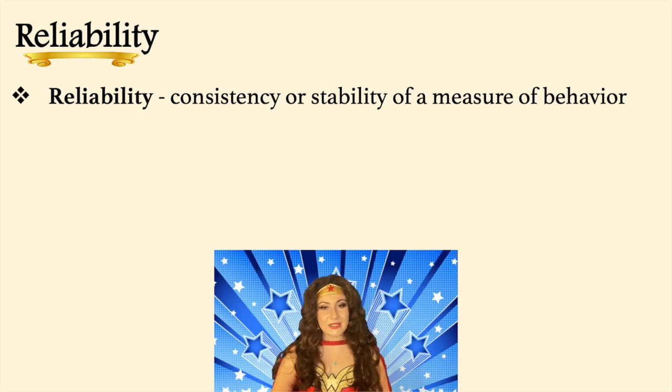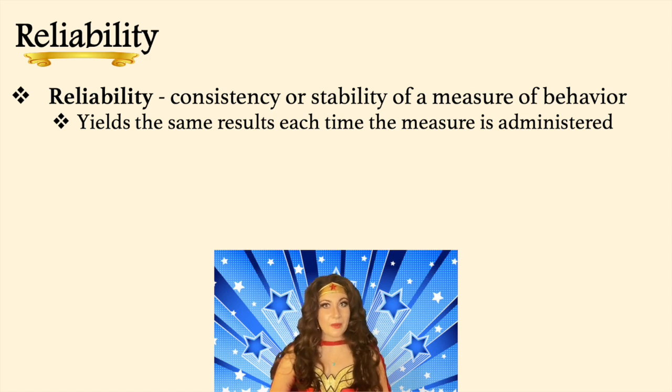Reliability is the consistency or stability of a measure or behavior. When we say that a measurement or tool is reliable, it means it will yield the same results each time the measure is administered. For example, if you have a scale in your house and you want to see how much you or something else weighs, generally our weight could fluctuate slightly, up or down, but for the most part, every time you stand on it, it will give you a very similar reading of your weight. So that would mean that the scale is a reliable measure of your weight.